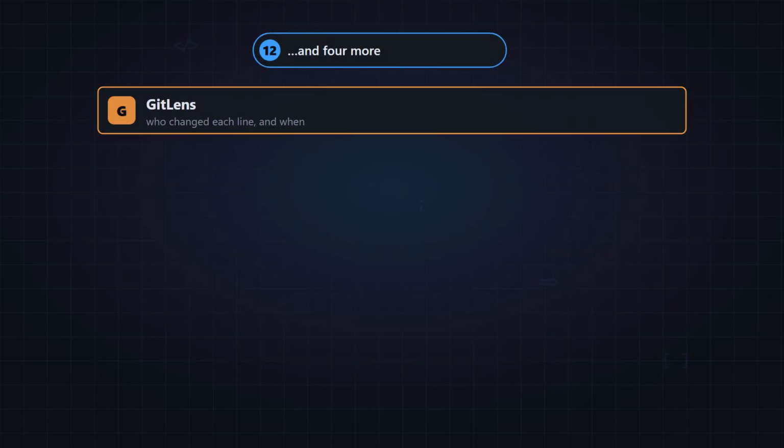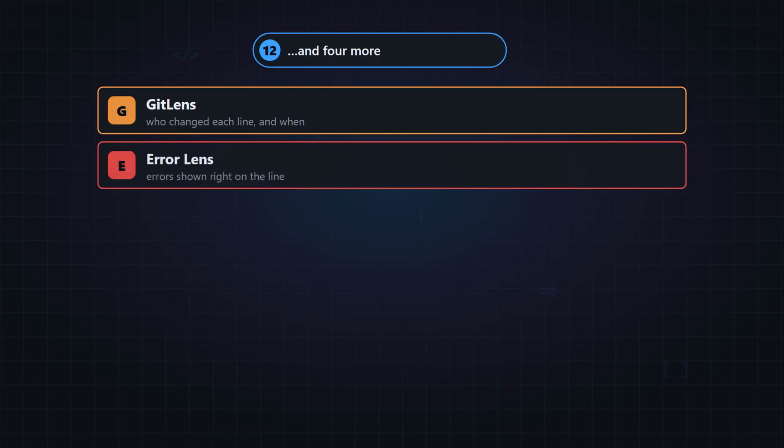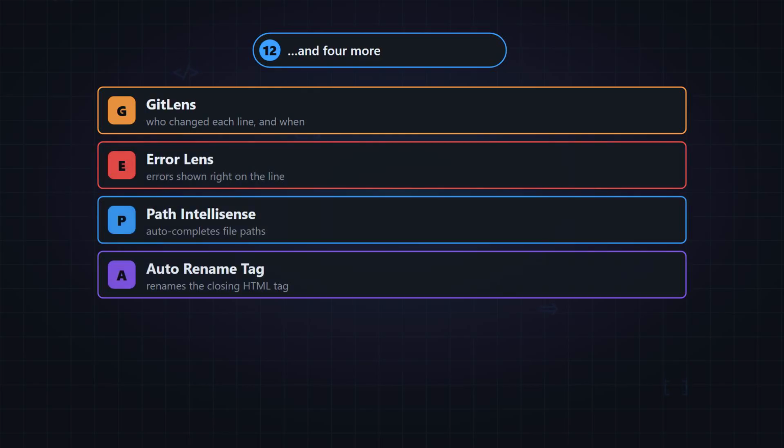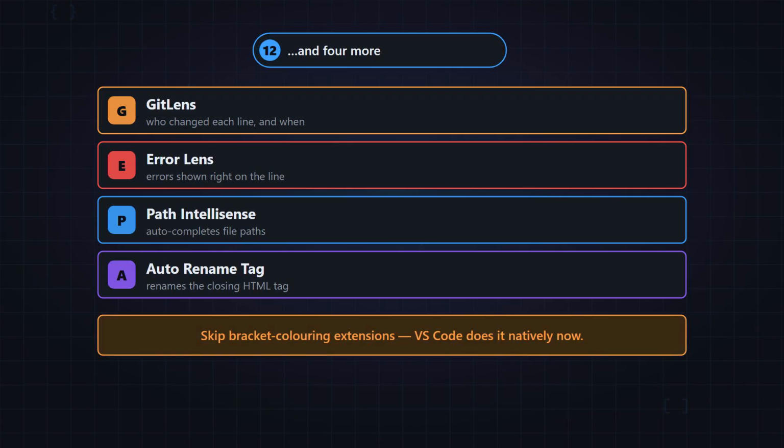Then, GitLens, which shows you who changed each line of code and when. ErrorLens, which puts error messages right on the line instead of hiding them in a panel. Path IntelliSense, which auto-completes file paths so you stop typing them wrong. And Auto Rename Tag, which renames the closing HTML tag when you change the opening one. Quick note, you do not need a bracket coloring extension anymore. Modern Visual Studio Code already colors matching brackets for you, straight out of the box.